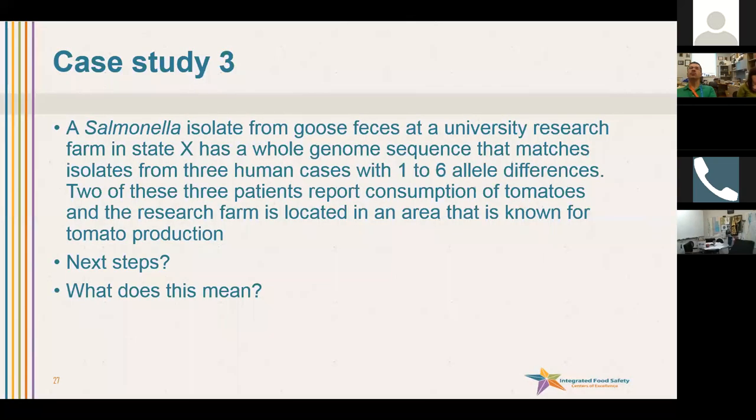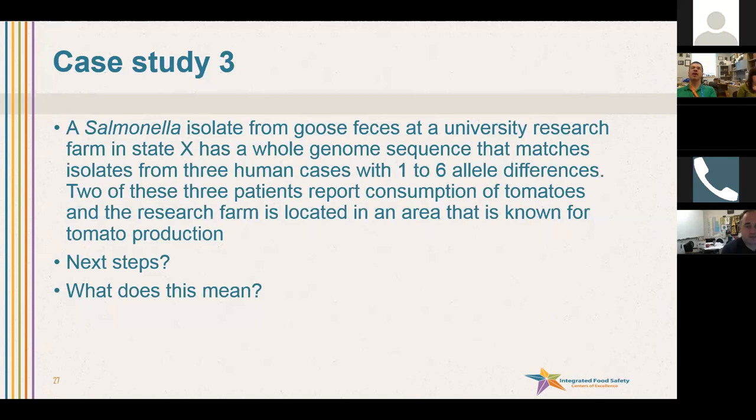Let's move to another organism. So let's take case study 3. A Salmonella isolate is obtained from goose feces at a university research farm. This sounds sort of goofy, but I'll show you that this is actually based on real events. In a certain state, it was whole genome sequenced, maybe as part of a research project, and added to the database.